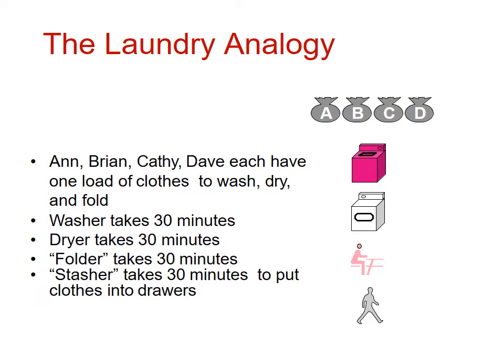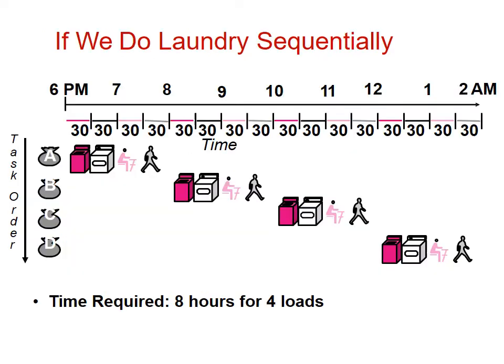Let's consider 4 users A, B, C, and D, and they do 3 works. The first one is washing cloth, then drying, and finally folding. So let's consider the washer takes 30 minutes, the dryer takes 30 minutes, the folder takes 30 minutes, and the stirrer takes 30 minutes to put cloth into the dryers. Now if we do laundry sequentially, then what will happen?